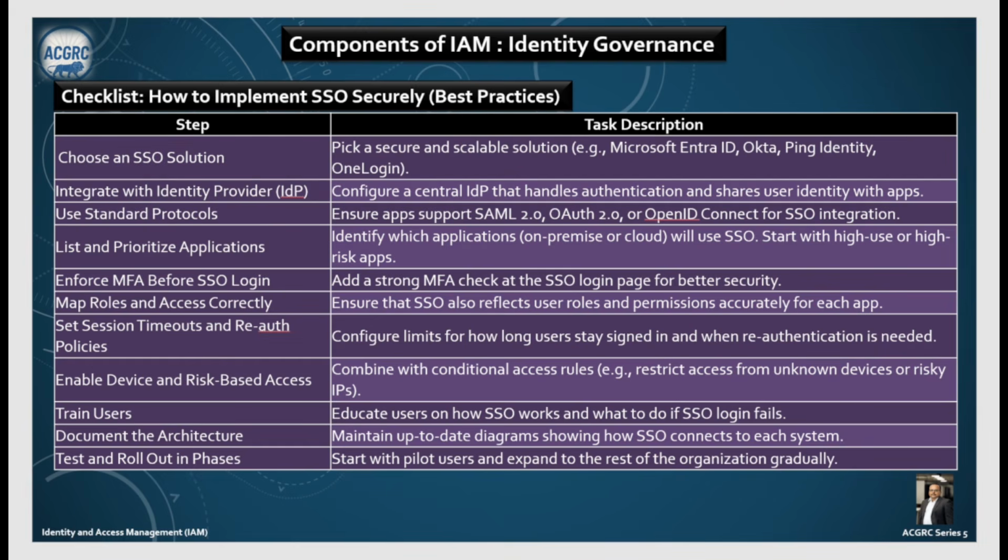Configure limits for how long users stay signed in and when re-authentication is needed. You need to define it first in the policy and then technically in the system. Combine with conditional access rules, that is, restrict access from unknown devices or risky IPs, etc. Educate users on how SSO works and what to do if an SSO login fails. Maintain up-to-date diagrams showing how SSO connects to each system. Start with pilot users and expand to the rest of the organization gradually.